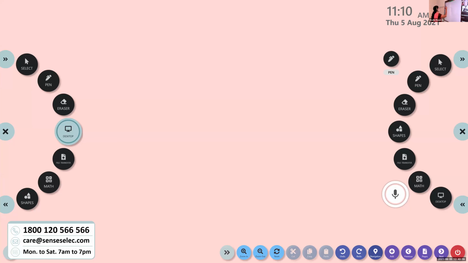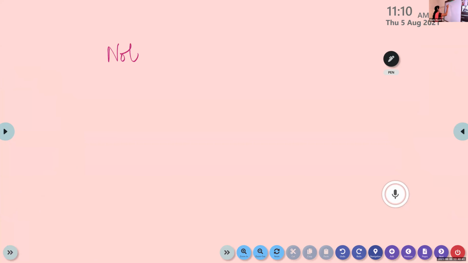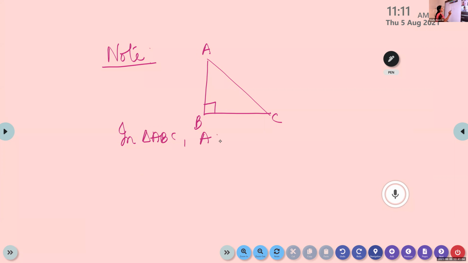Okay, write this note. Now listen, children. Suppose we are given a right angle triangle. ABC is a right angle triangle. So which is the longest side? AC. In triangle ABC, we know that AC is the longest side because it is the hypotenuse.